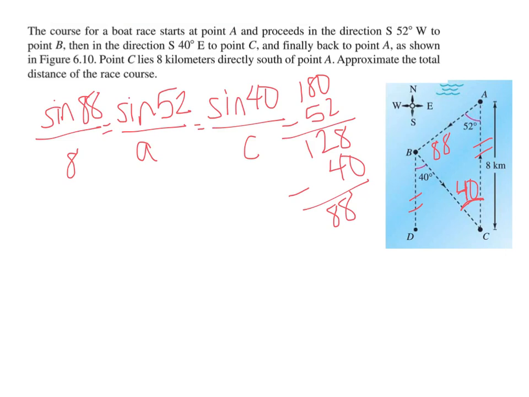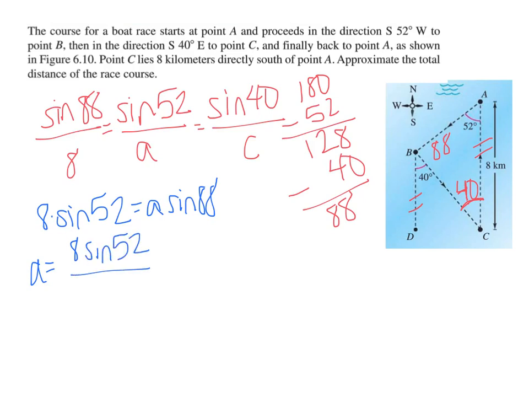So if I cross multiply to find A, I'm going to have 8 times sine 52 equals A sine 88. Solve for A, A equals 8 sine 52 divided by sine 88, which comes out to be 6.308. And then if I do the same thing for C, you want to make sure you refer back to your known ratio.